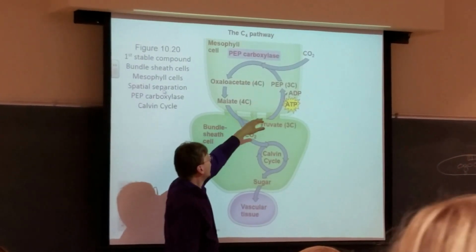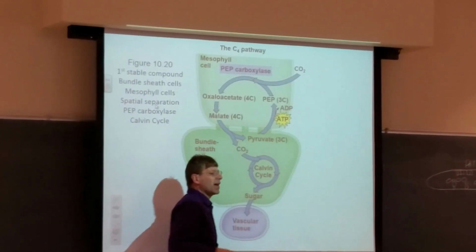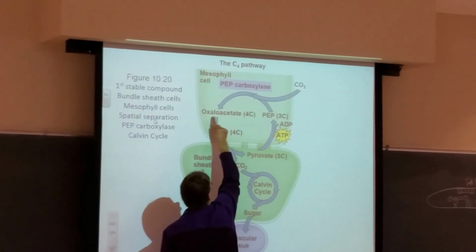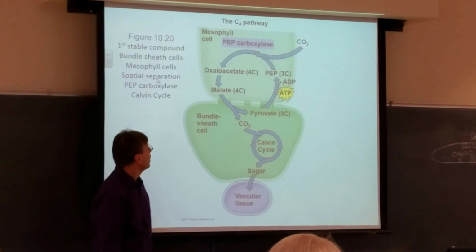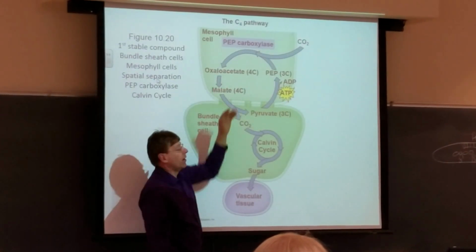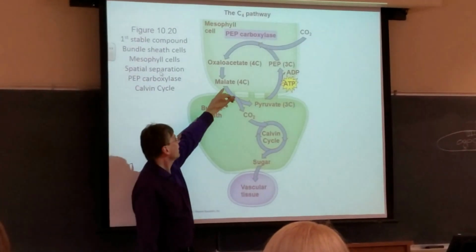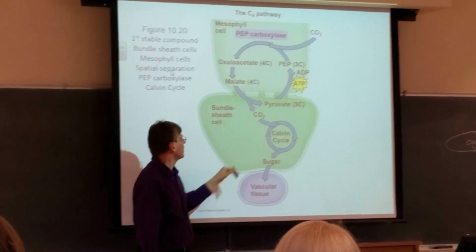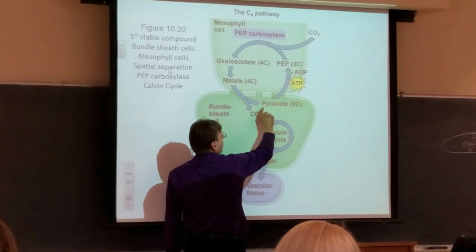And it catalyzes the reaction between CO2 and PEP, which is phosphoenol pyruvate, to make oxaloacetic acid, or oxaloacetate, which is a 4-carbon compound. Okay? That 4-carbon compound gives C4 photosynthesis its name. It's converted to malate, pumped across the cell membrane into the bundle sheath cell. It's decarboxylated, and you get pyruvate.